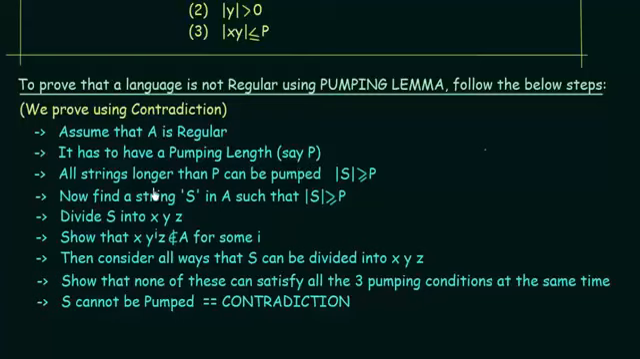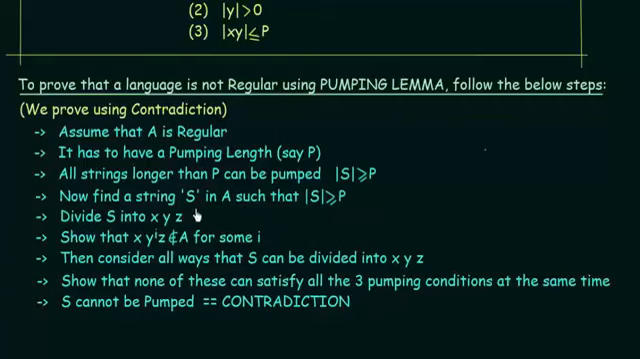Now, all strings longer than p can be pumped. That means all the strings whose length is greater than or equal to p can be pumped. That we already saw in the statement of pumping lemma. Now, what we have to do is find a string s in the language A such that the length of s is greater than or equal to p.